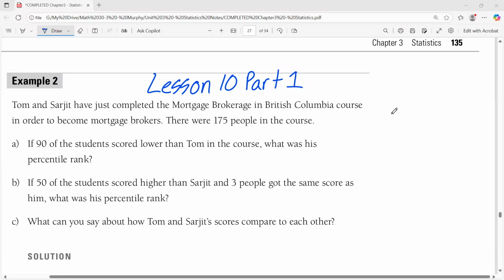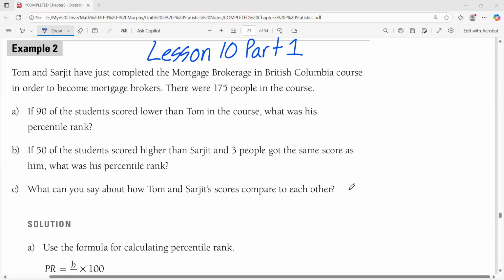This is Statistics, Lesson 10, Part 1, and we're going to be doing more with percentile rank. It's page 135, example 2.